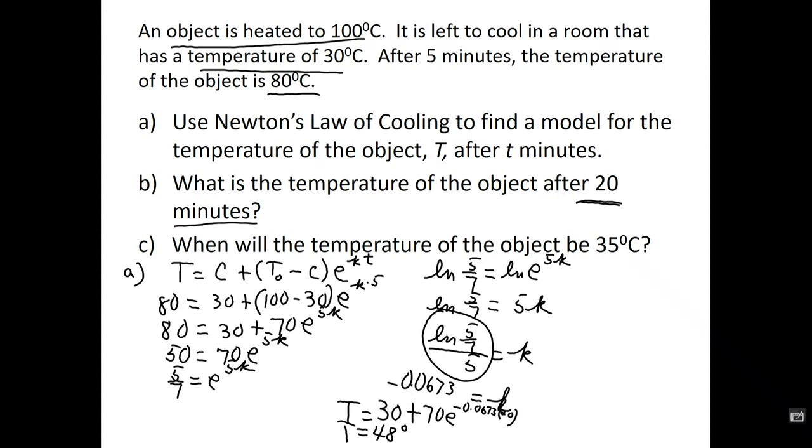All right, I'm going to leave part C for you to answer. When will the temperature of the object be 35 degrees? You're to work on part C. If you have any questions, please post them to the discussion board.